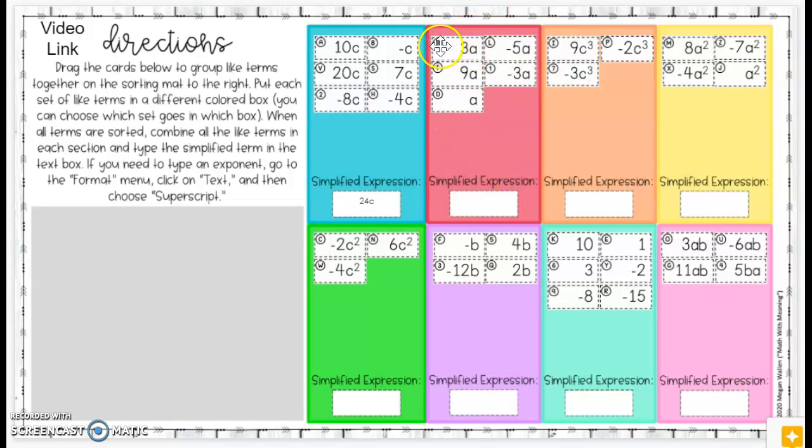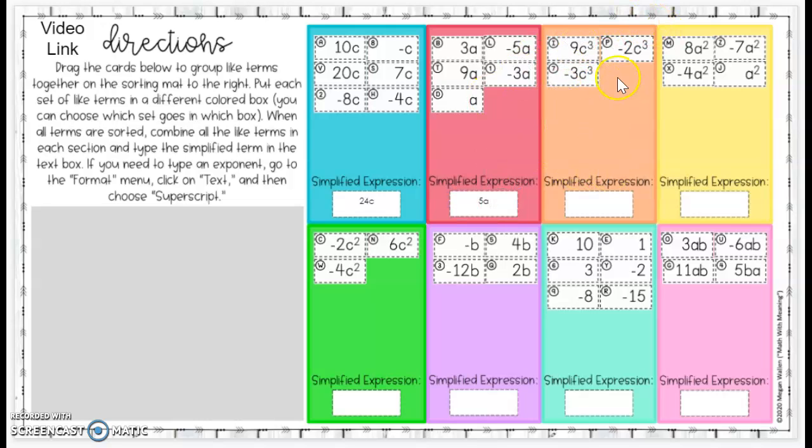So let's do this one more time. I have 3a plus 9a plus 1a. Again, if there's not a number in front of it, there's an invisible 1. So I have 3 plus 9 plus 1 equals 13a. Now I need to subtract 5, and then I need to subtract 3. That will give me 5a. So I'm going to put 5a in here.